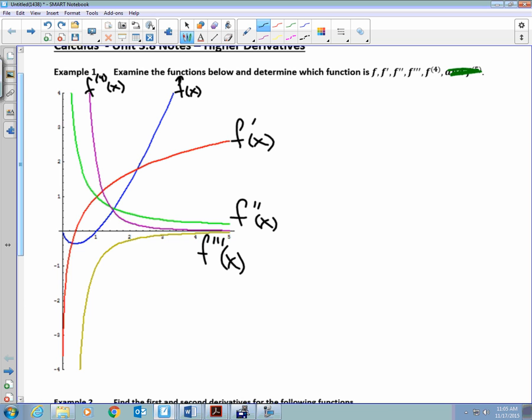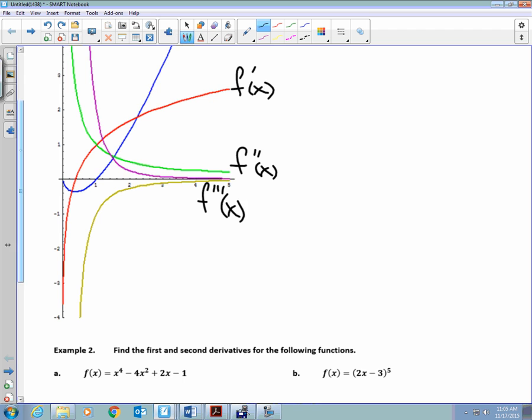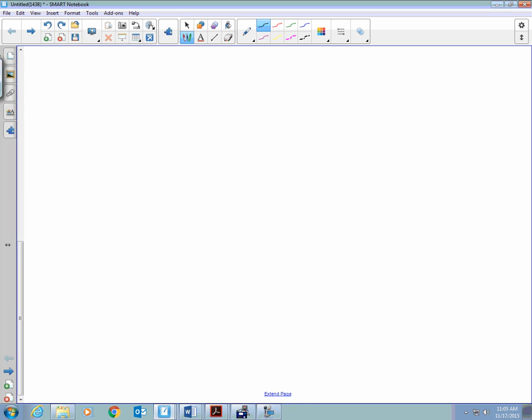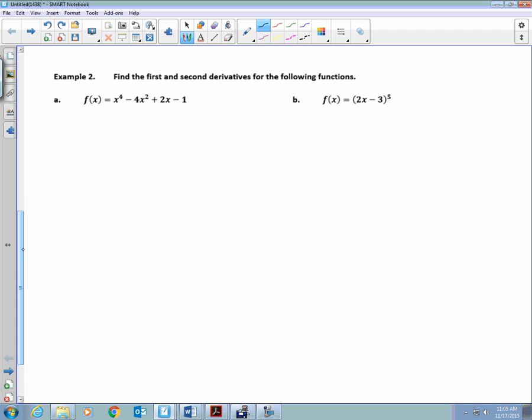So you've seen it once. You have a problem or two to practice on your assignment like that. Let's get to some easier problems. It says find the first and second derivative of the following function. So we now want to try to practice taking more than one derivative. What's the first derivative?